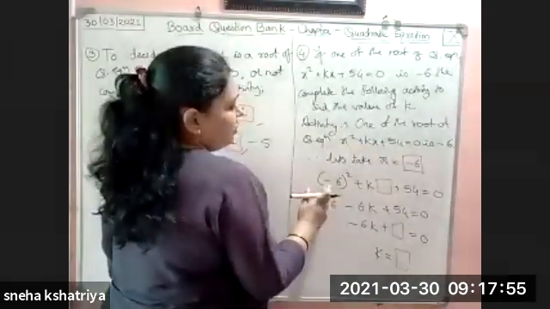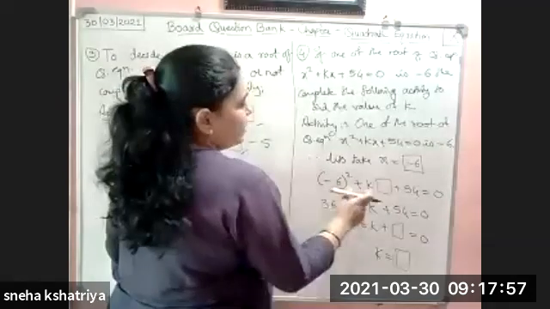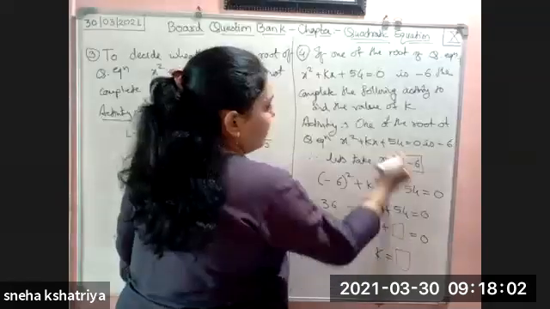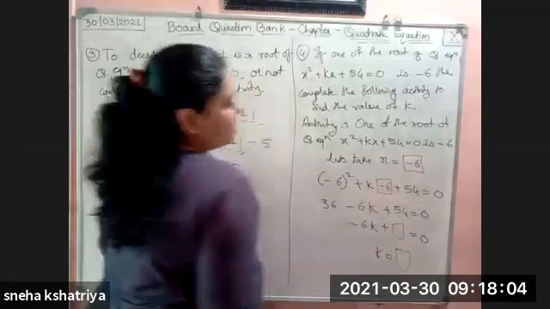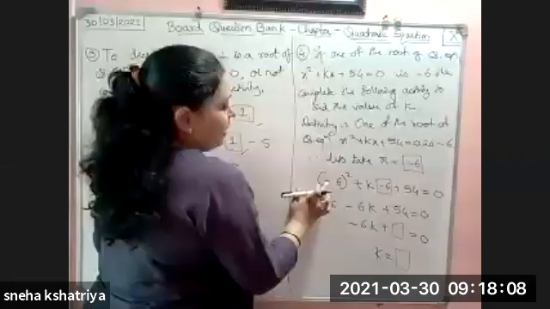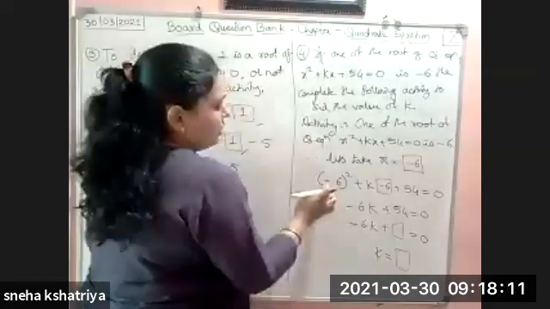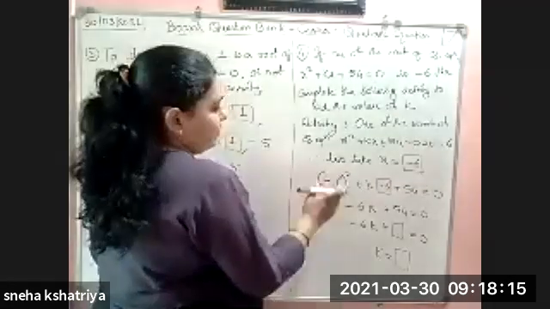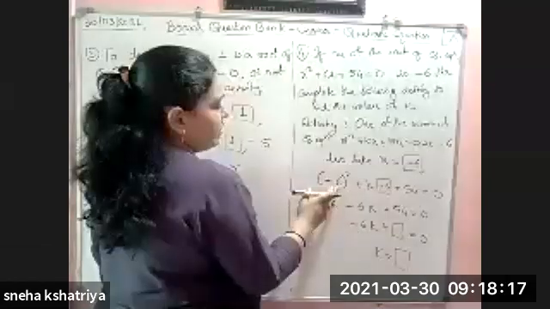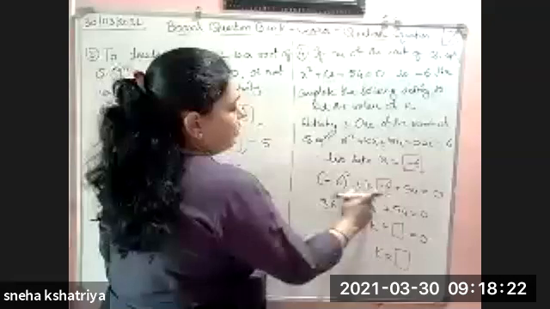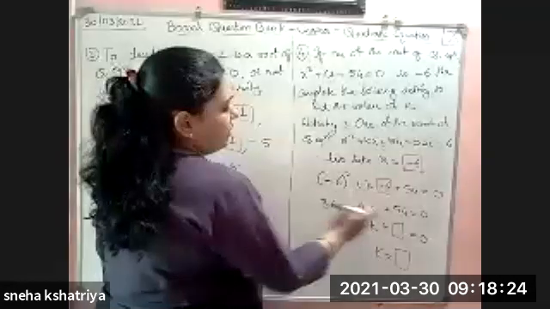X square will become (-6) square plus k into x, so again the value of x, it will become -6, plus 54 which is equal to 0. At the next step you can see here, (-6) square. Minus 6 squared is positive, the square absorbs the minus sign, and 6 square is 36. See here, k into -6 will become -6k, and 54 as it is, which is equal to 0.